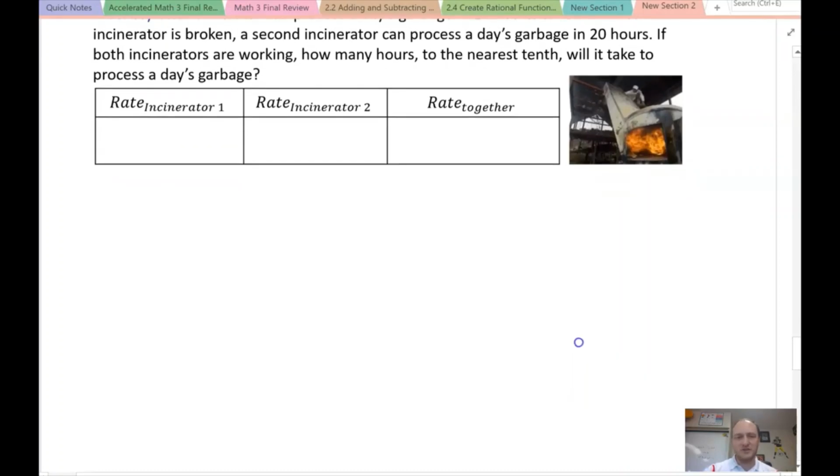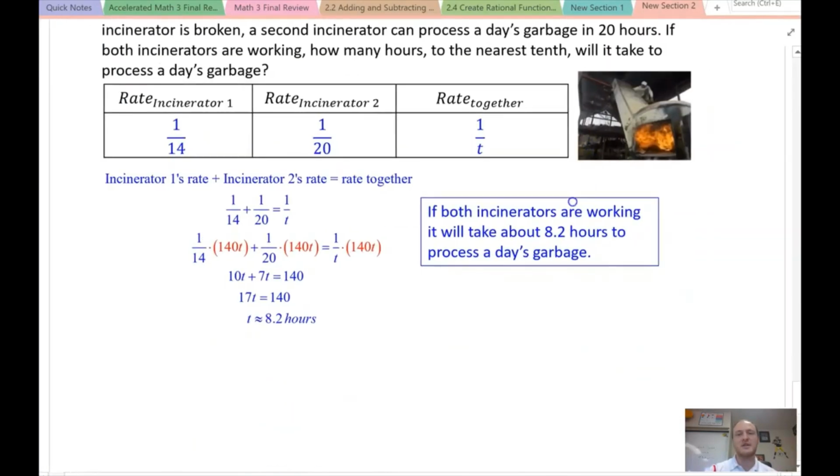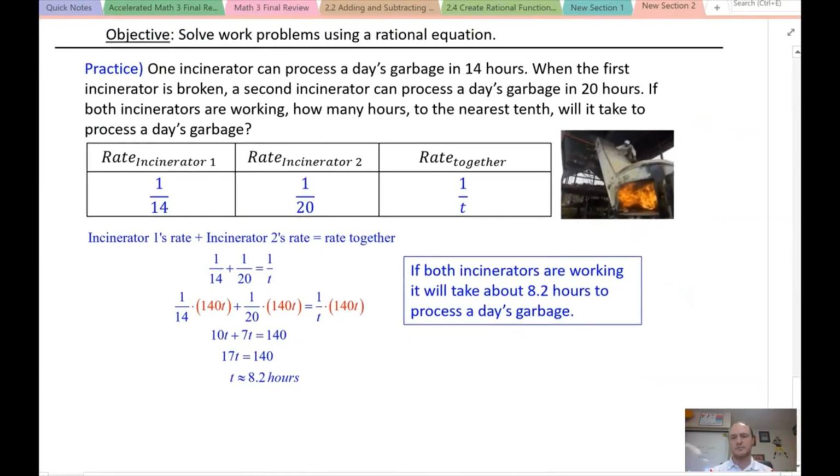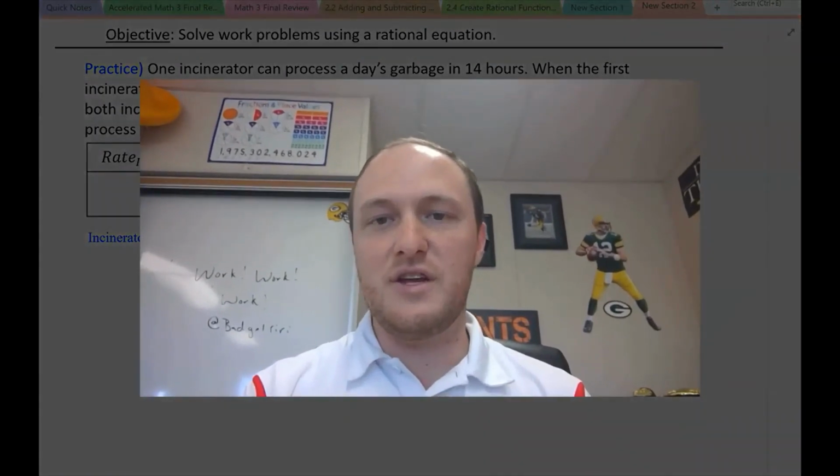All right, hopefully you paused the video and you've attempted it. Here is the solution. If both incinerators are working, it will take about 8.2 hours to process a day's garbage. All right, that's it for this video on work.